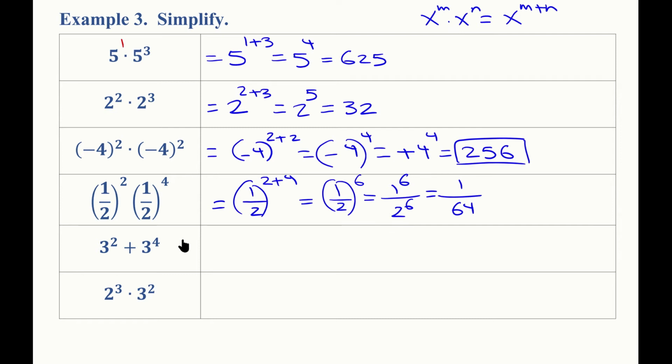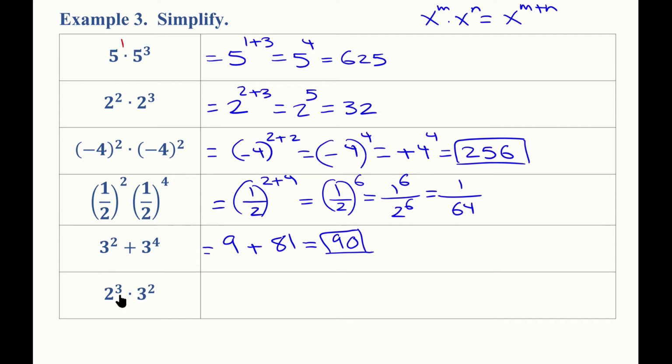You just take care of them one at a time. You take care of 3 squared, which is 9, plus, and you take care of 3 to the 4, which, if you know your table, you know is 81. So we get 9 plus 81, which is 90. So yeah, there's something we can do. We just can't use this rule because we don't have the conditions for using that rule.